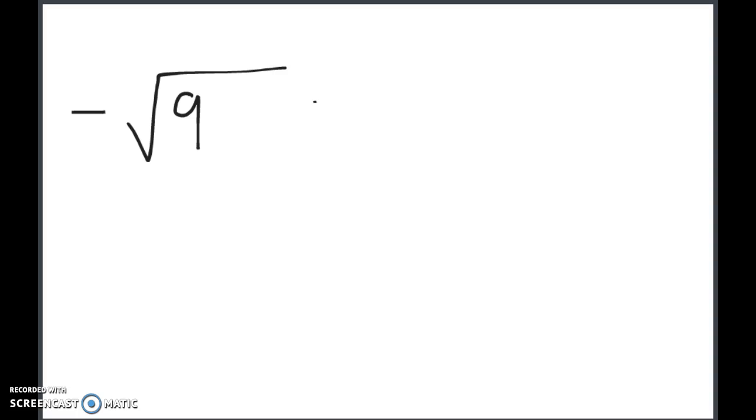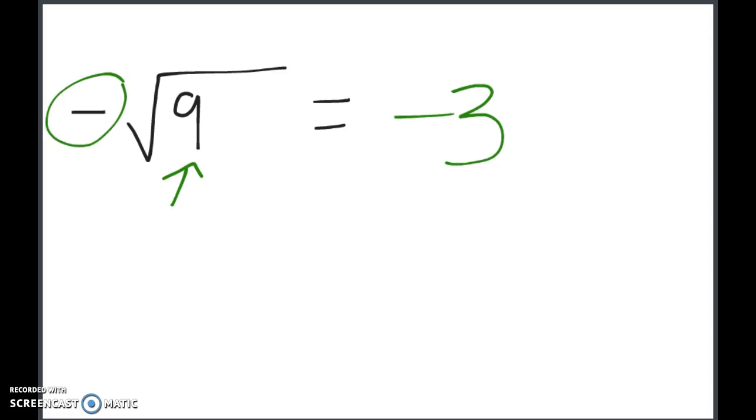Okay, the negative square root of 9. That means I would want you to tell me what's the square root of 9. Well, 3 times 3 is 9, and then I want the negative answer. Okay, now if I want both answers, I'm going to give you a problem like this.